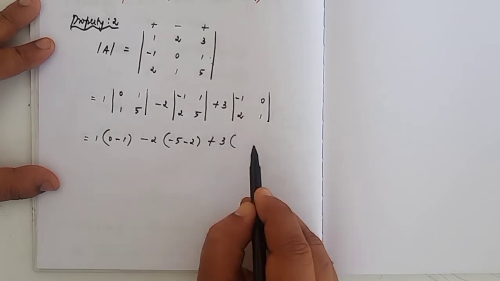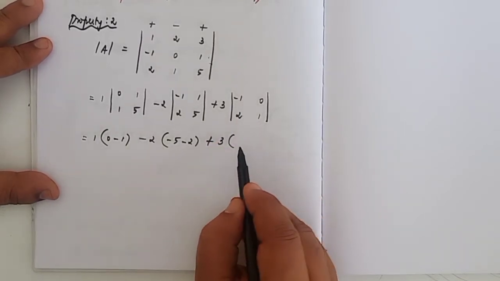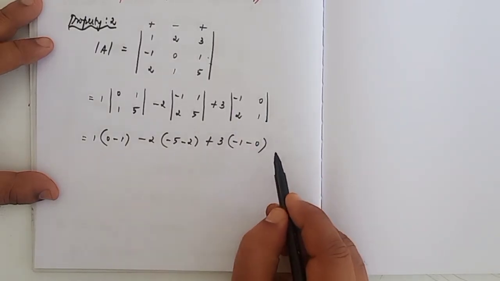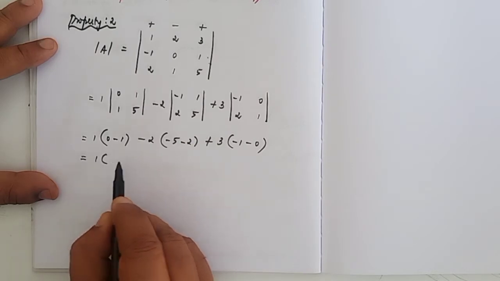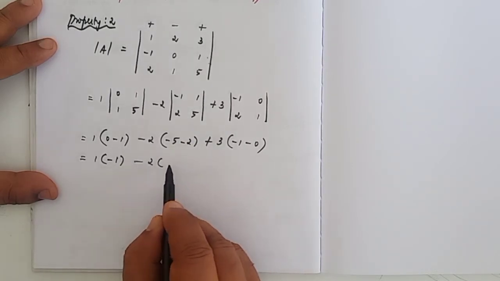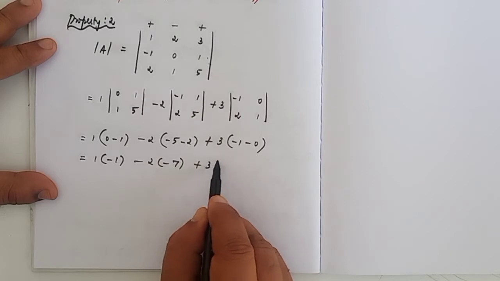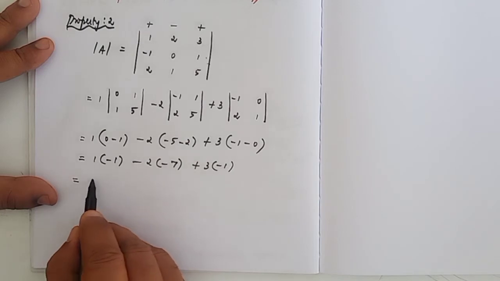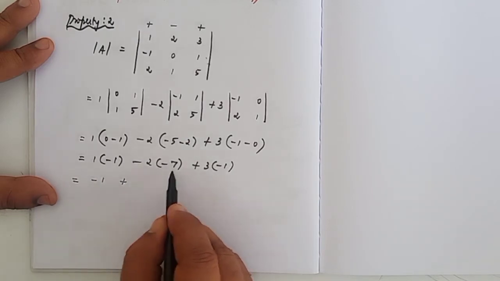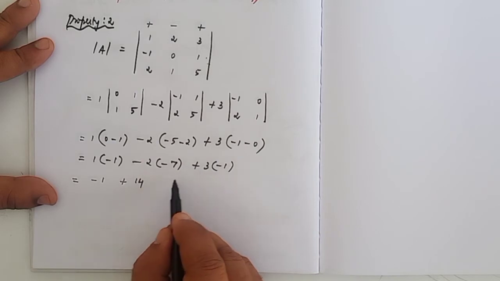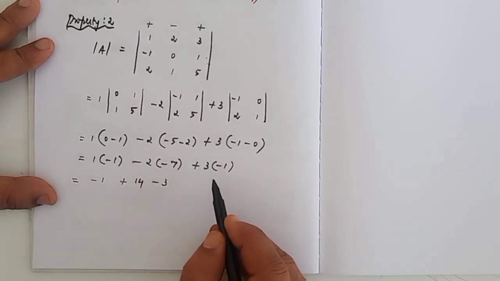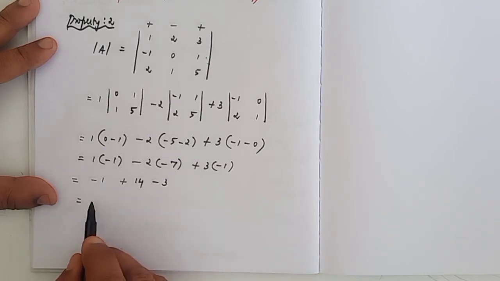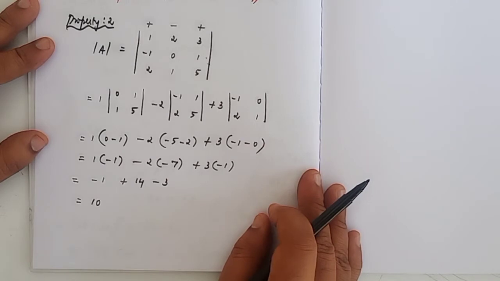Plus 3 into, multiply these 2, minus 1 into 1 is minus 1 and 2 into 0, 0. Even if you change the sign, you are getting 0 only. Change the sign. So, 1 into 0 minus 1 is minus 1, minus 2 into minus 5 minus 2, that is minus 7, plus 3 into 1, minus 1 minus 0, that is minus 1. That is equal to 1 into minus 1 minus 1, minus into minus plus, 2 sevens are 14, plus 3 into minus 1, that is minus 3. That is equal to 14 minus 4, that is 10. That is the value of the determinant.